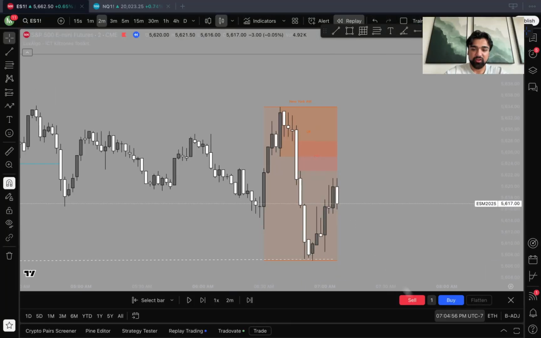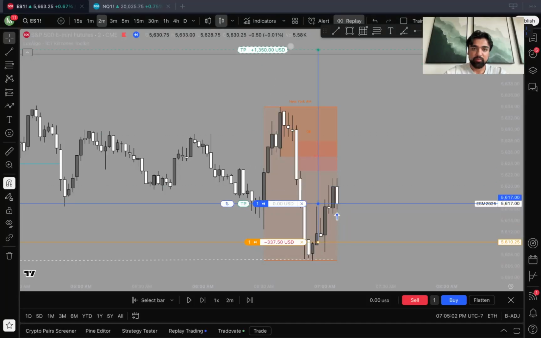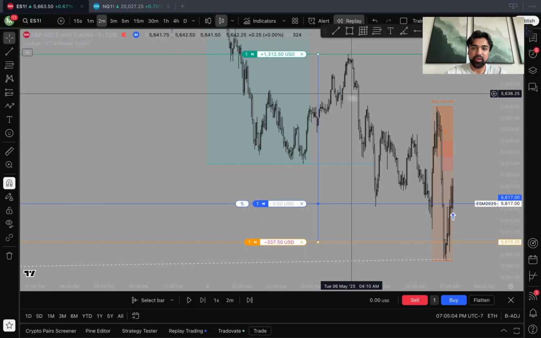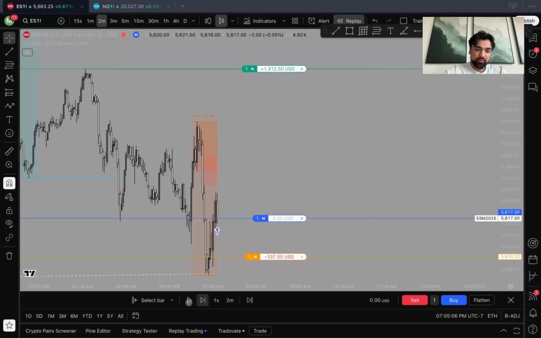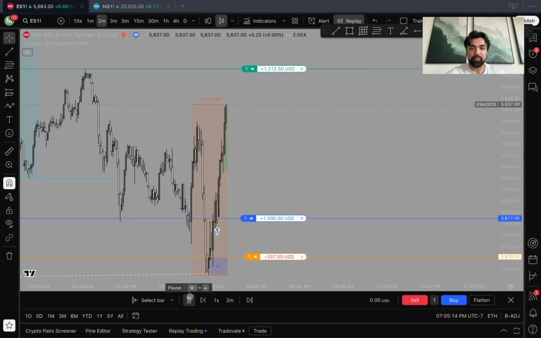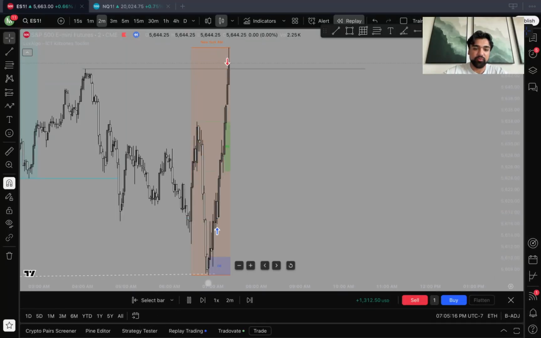So I enter long here, stop loss below the low of the inverse fair value gap, take profits at the high, okay? And let's play it out, see how price went. Coming up, barely any drawdown. Boom, smack TP.